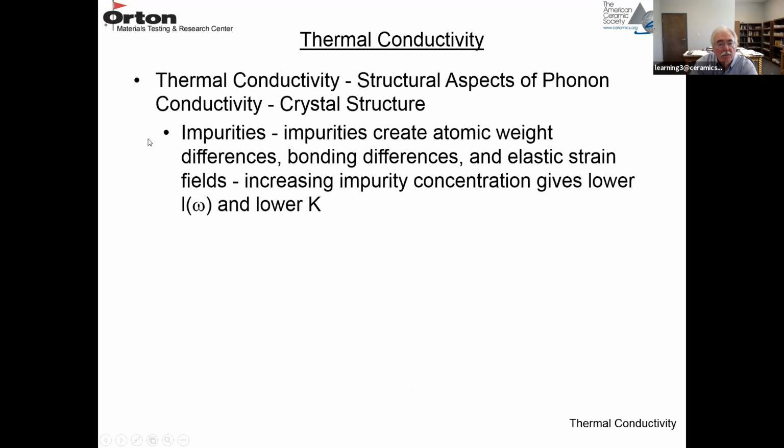Other things that affect the mean free path are impurities. Impurities create atomic weight differences. There's bonding differences. There's strain fields that are created. All of these give rise to a lower mean free path and a lower conductivity.